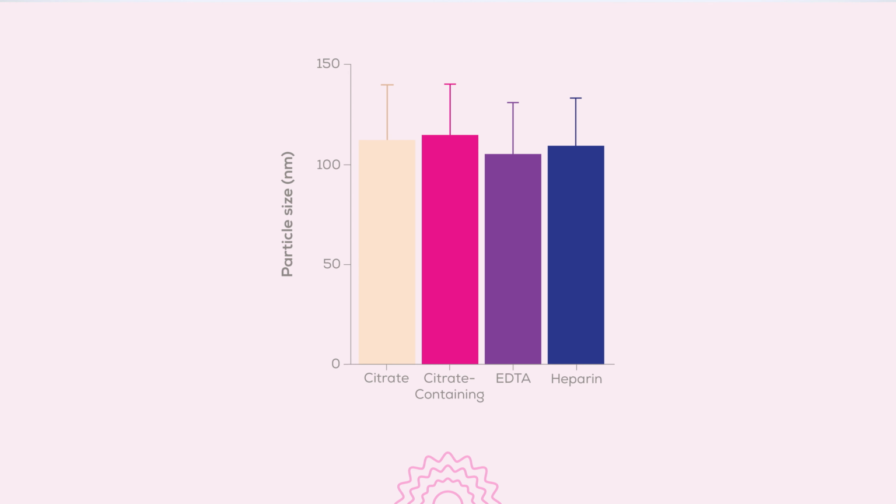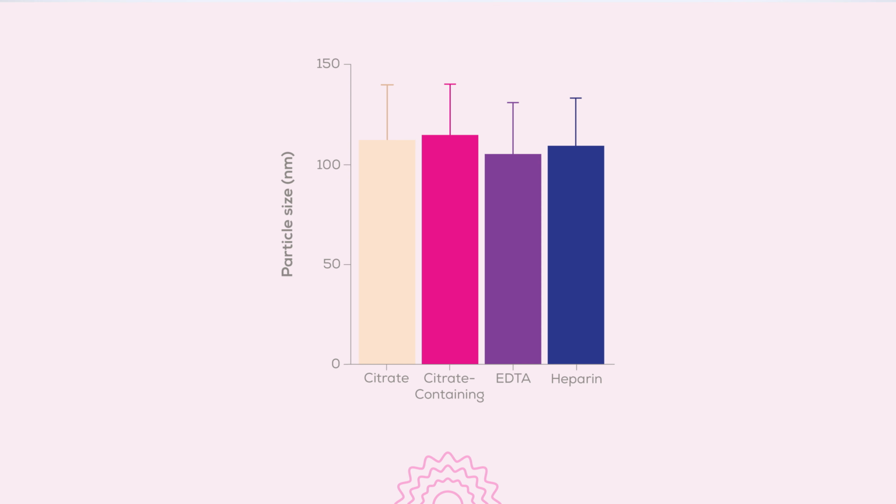Here we have taken data from 9 studies to determine whether the size of EVs isolated differs based on which anticoagulant was used, regardless of the isolation method. As you can see, there is no impact of anticoagulant type on the size of EVs isolated. This means that size should not be a factor when you are choosing your anticoagulant.